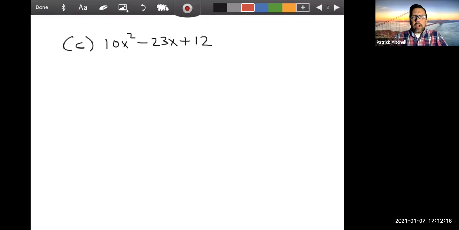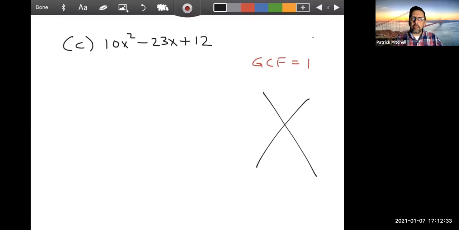All right, 10x squared minus 23x plus 12. Once again, the GCF is 1. Sometimes it will not be 1. Okay, so now we need to come up with our mystery numbers. And what our mystery numbers need to do is they need to add up to negative 23 and multiply to, do you know what they need to multiply to? 10 times 12, which is 120. Okay, now 120 is kind of a big number.